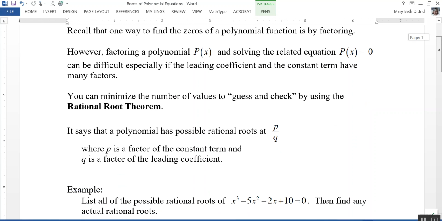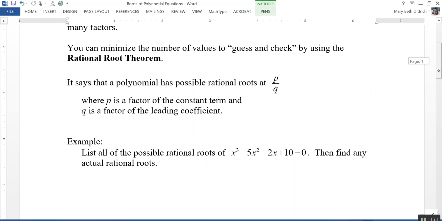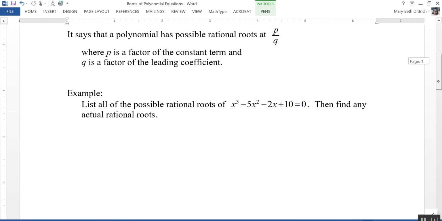The rational root theorem says that a polynomial has possible rational roots of p divided by q, where p is a factor of the constant term and q is a factor of the leading coefficient. What the rational root theorem can do for you is give you a pool of possible roots that you can check. So let's take a look at an example here.